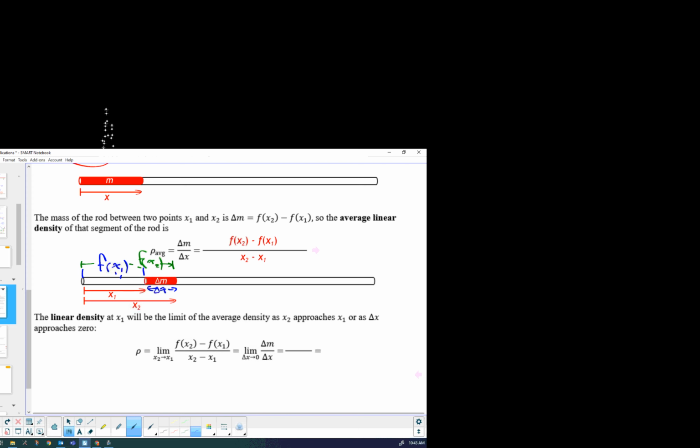Well, x2 minus x1 gives me this blue delta x here. It gives me just the length of that section. And so what it's giving me is a mass per length. And if I just do that mass over the length of that section, that's giving me the average density of that red piece.